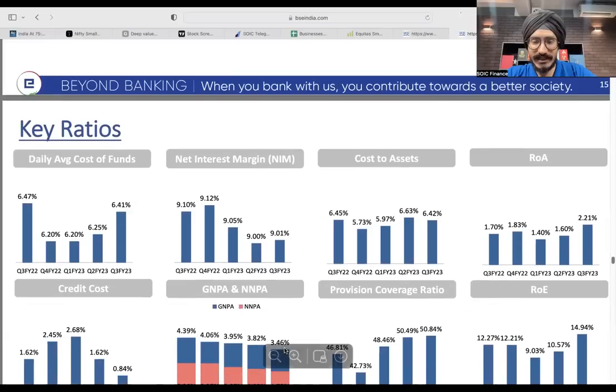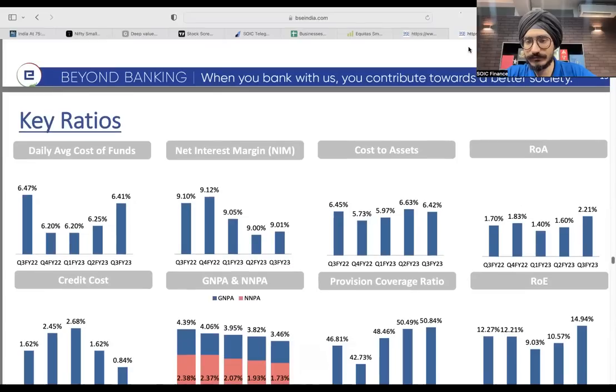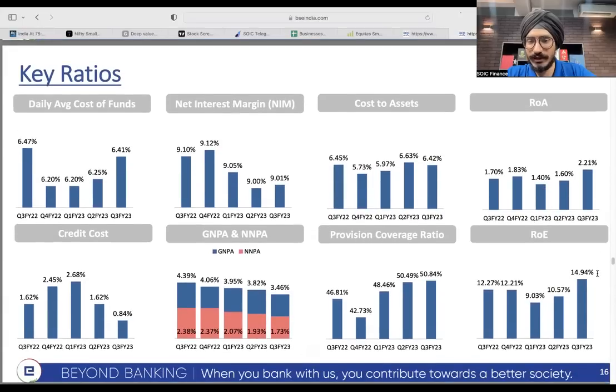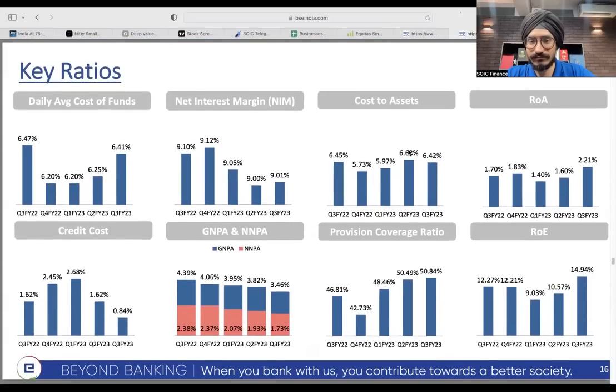So if you look at return on asset, can everyone point out what the return on asset has been? What is the ROA of the business? 2.21%, right? 2.21%. And what has been the ROE this quarter? So ROE has gone to almost 15 to 16%, right? So there is clearly an improving trajectory happening in the business as of now. Almost 15-16% ROE, and around 2.21% ROA of the business, right?